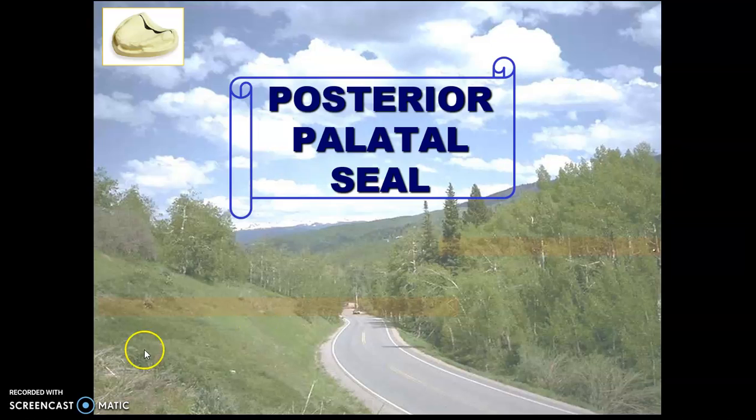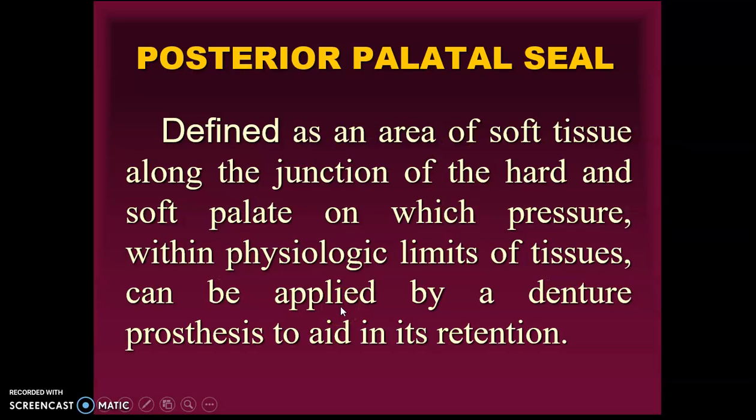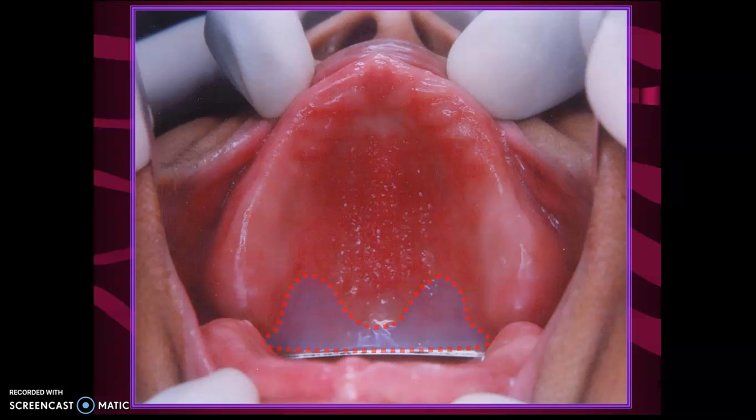Let us move. Normally, what is PPS? It's the area of soft tissue that is seen along the junction of hard and soft palates. On this area, pressure that is under physiologic level can be applied by a complete denture, which helps in the retention of the maxillary complete denture. That's the actual definition of the posterior palatal area.